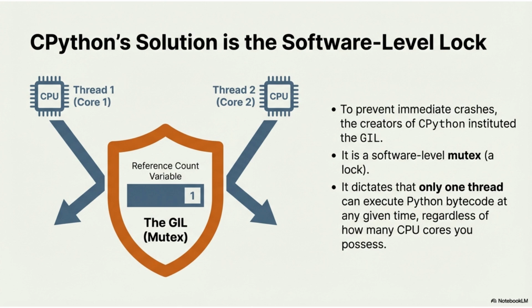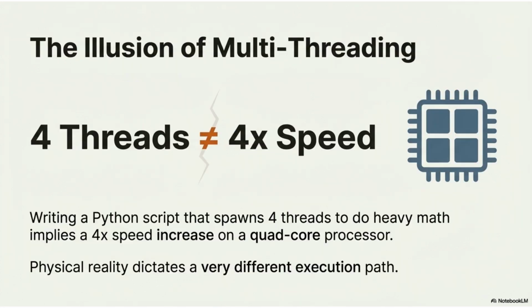Instituted to prevent immediate crashes, the GIL dictates that only one thread can execute Python bytecode at any given time, regardless of how many CPU cores you possess. This creates the illusion of multi-threading. Writing a Python script that spawns 4 threads might imply a 4 times speed increase on a quad-core processor. However, physical reality dictates a very different execution path.